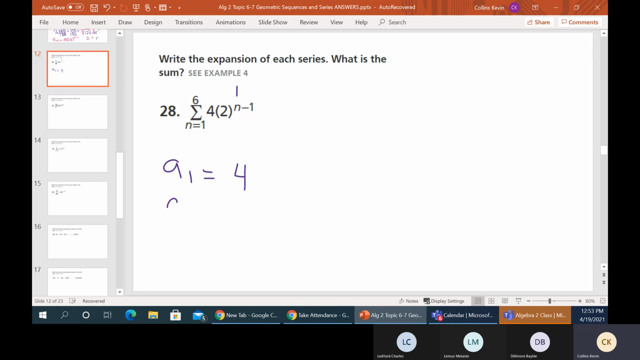Okay? Then we do the second term. So this time we're going to plug a 2 in here. So 2 minus 1 is 1. So 2 to the first is just 2, right? 2 times 4 is 8. Okay. So a sub 3, this time we're going to plug in a 3 there.